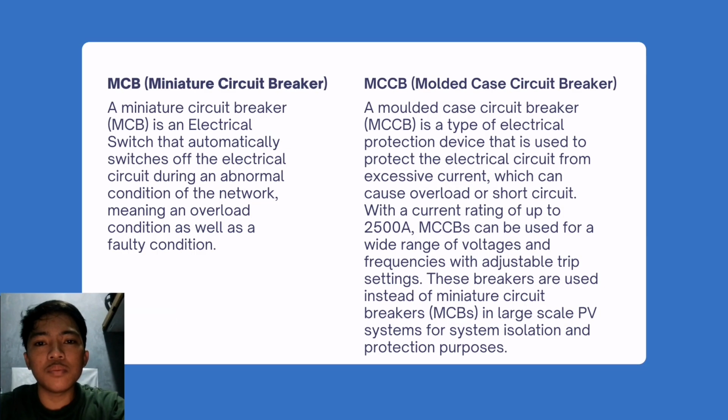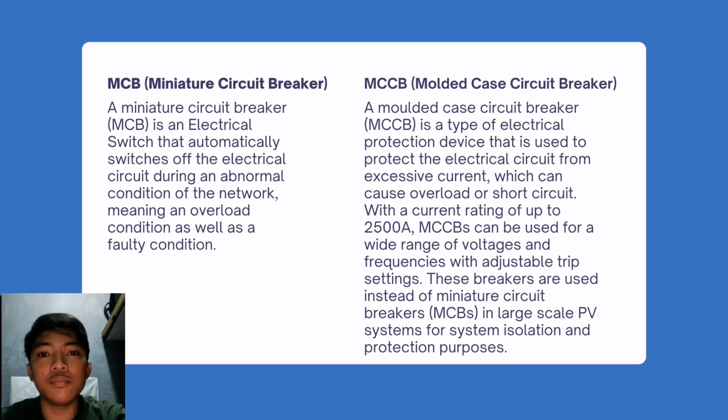What is MCB or miniature circuit breaker? A miniature circuit breaker is an electrical switch that automatically switches off the electrical circuit during an abnormal condition of the network, meaning an overload condition as well as a faulty condition.